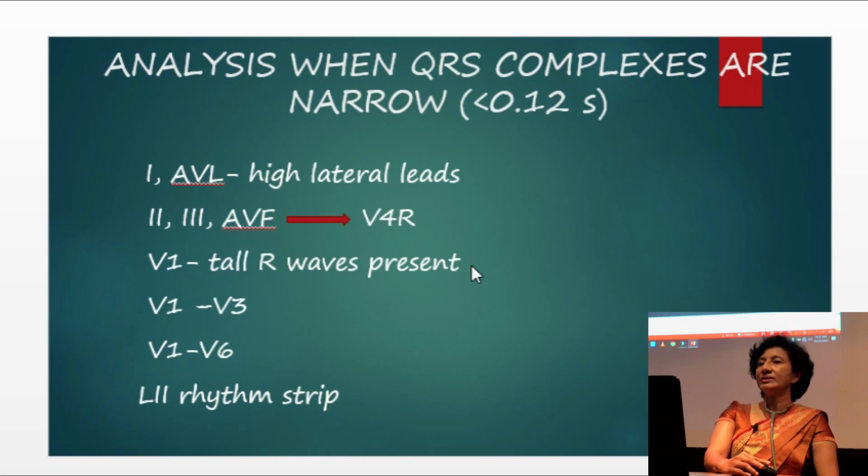Then pathological causes are true posterior myocardial infarction, mirror image dextrocardia, left side accessory pathway, right ventricular hypertrophy, moderate to severe pulmonary hypertension.